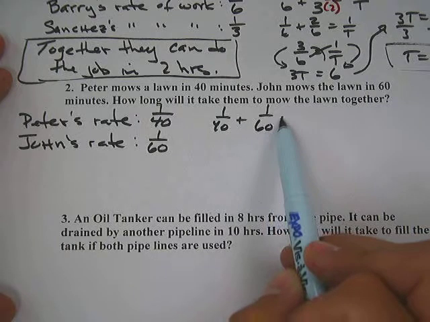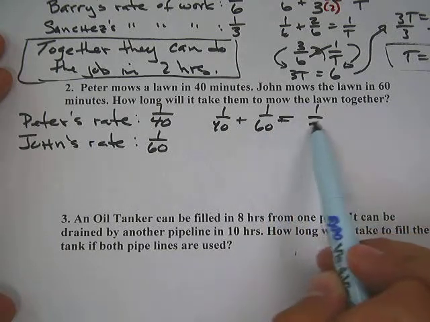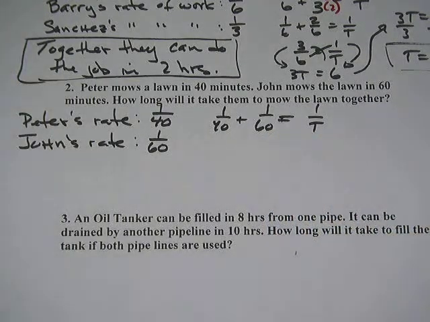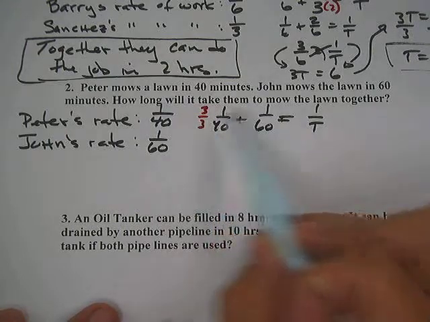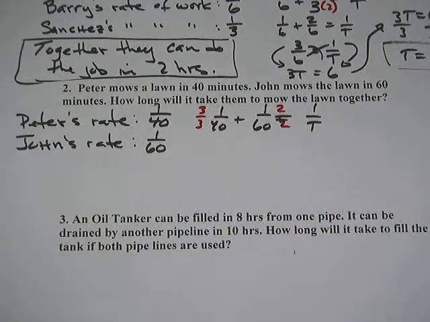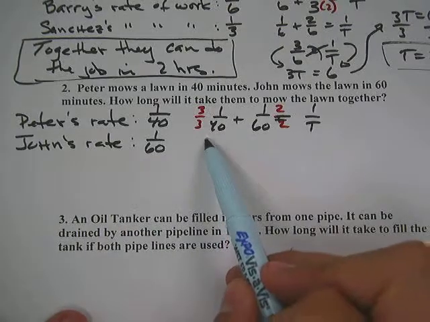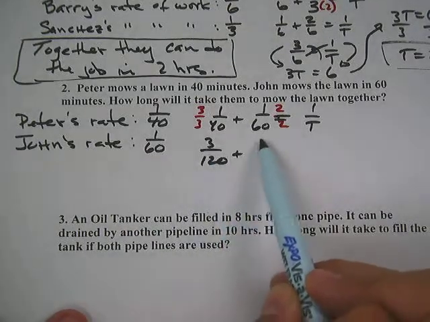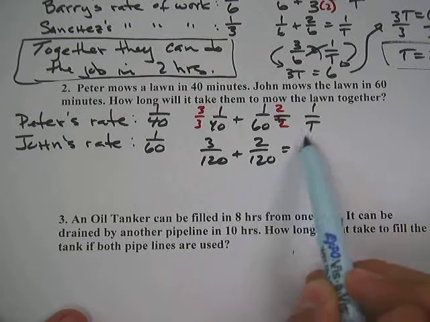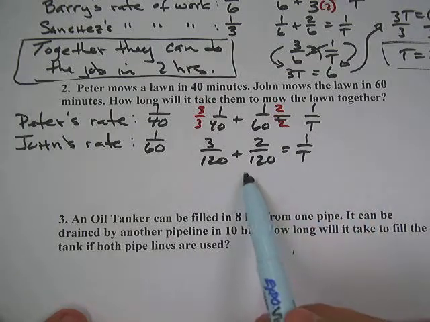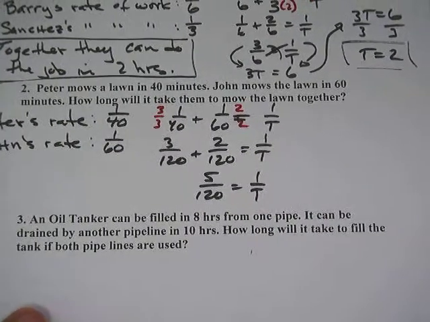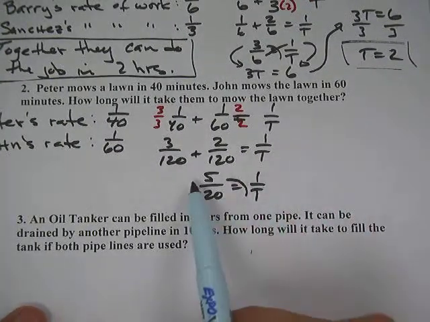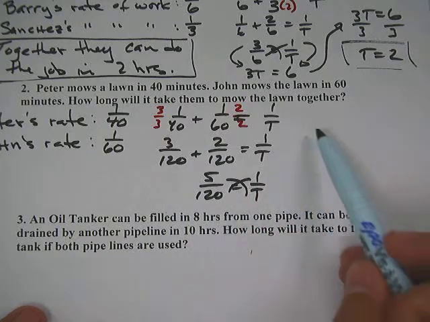So how long will it take for them to mow it together? Well, it'd be 1/40th plus 1/60th equals 1 over t. Common denominator might be 120. So I'd multiply this by 3 over 3 and this by 2 over 2. So this would be 3 over 120 plus 2 over 120 equals 1 over t. So 5 over 120 equals 1 over t.